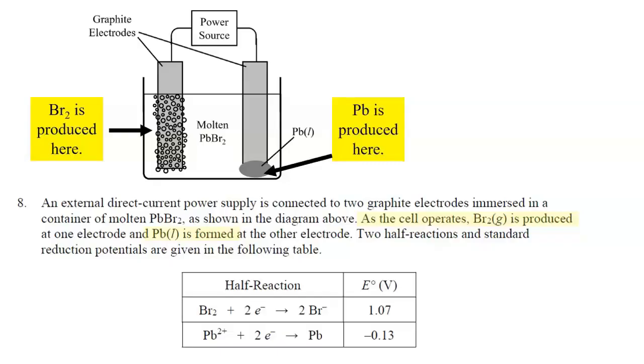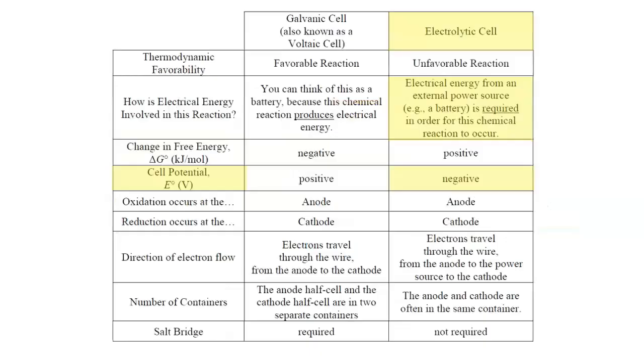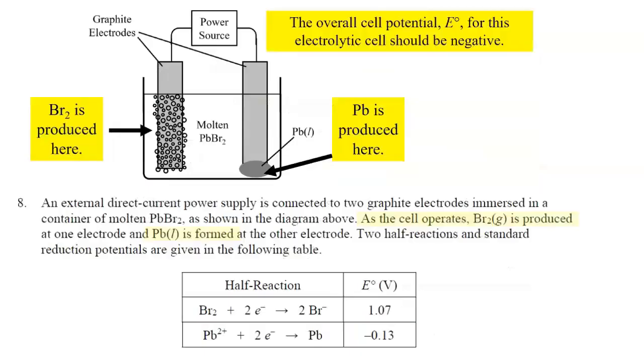Two half reactions and standard reduction potentials are given in the following table. Now, this is not a galvanic cell. Because of the external direct current power supply, this is an example of an electrolytic cell. Electrical energy from an external power source, for example a battery, is required in order for this chemical reaction to occur. So the cell potential in an electrolytic cell is negative. So the overall cell potential for this electrolytic cell should be negative.